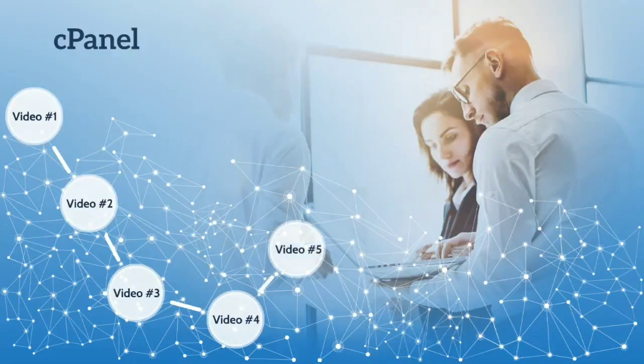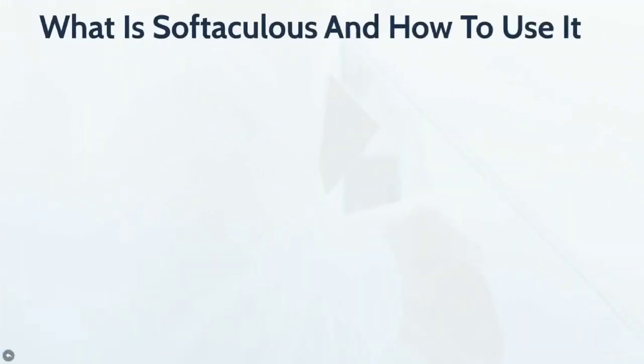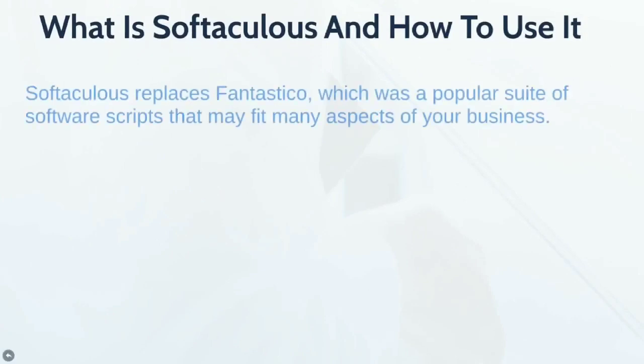Hello and welcome to video number 5, and in this particular video you're going to learn what is Softaculous and how to use it. Softaculous replaced Fantastico, which is basically a popular suite of software scripts that you can build into your website. Things like WordPress, Joomla. If you want a forum, you can build forums. There are many different free scripts that you have access to that you do not have to spend extra money for. They're all built in.